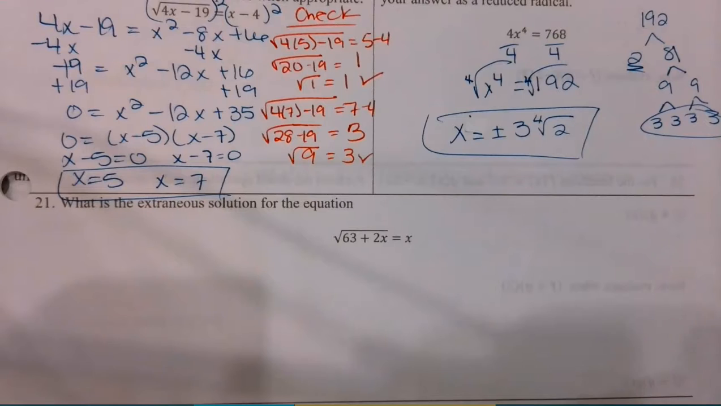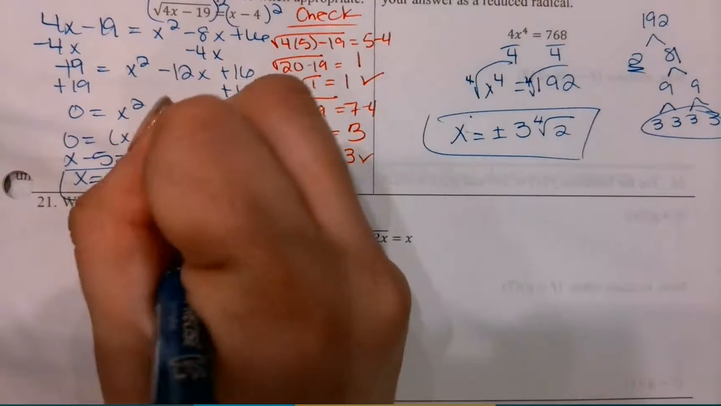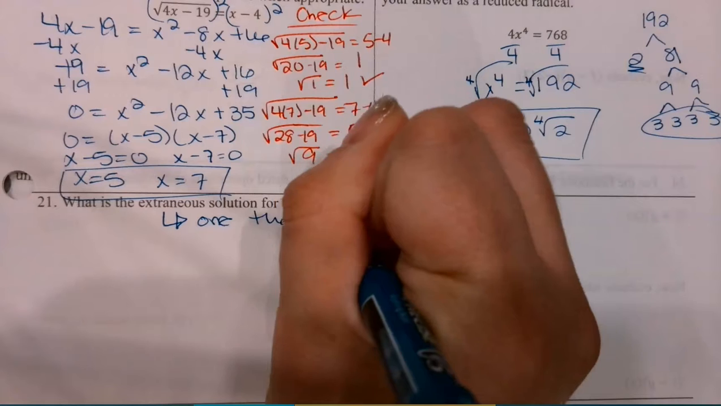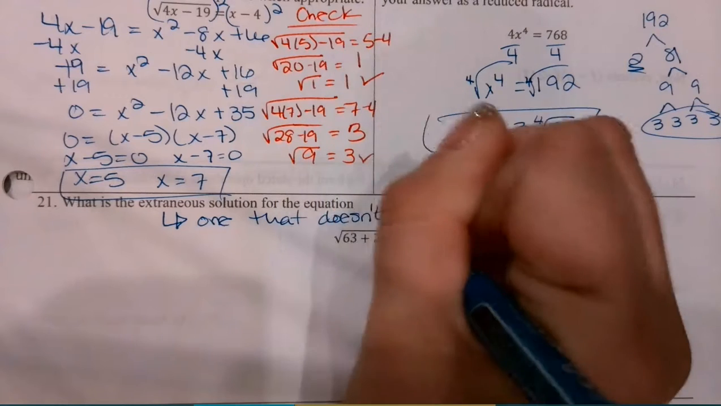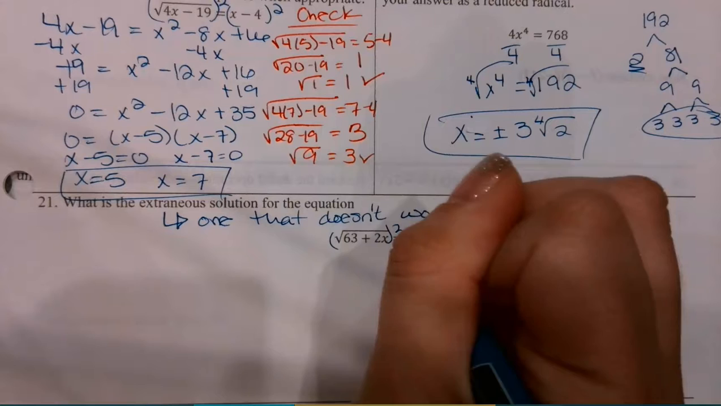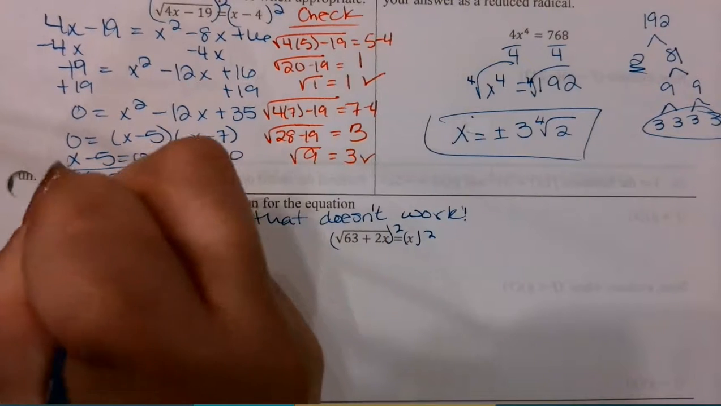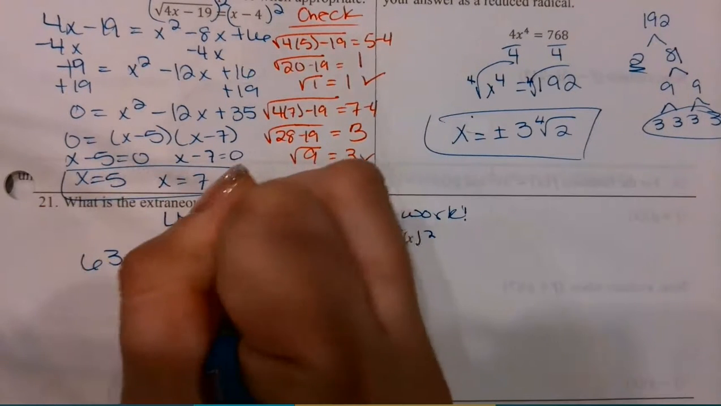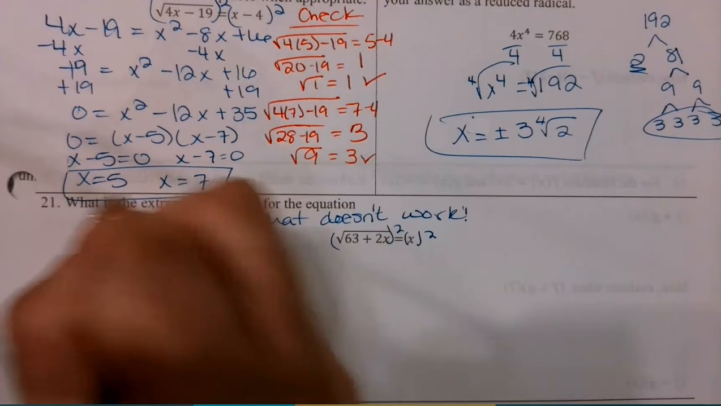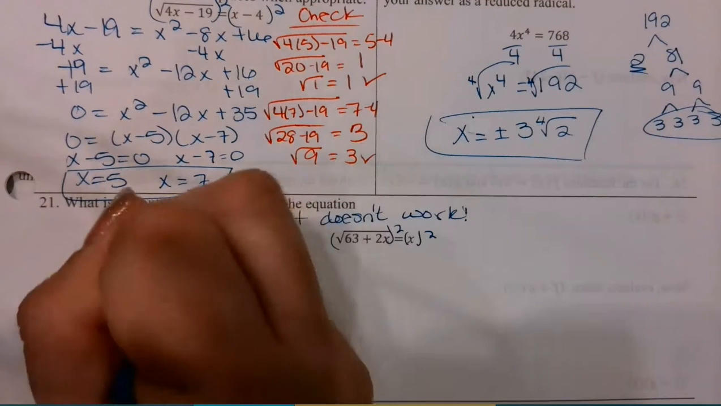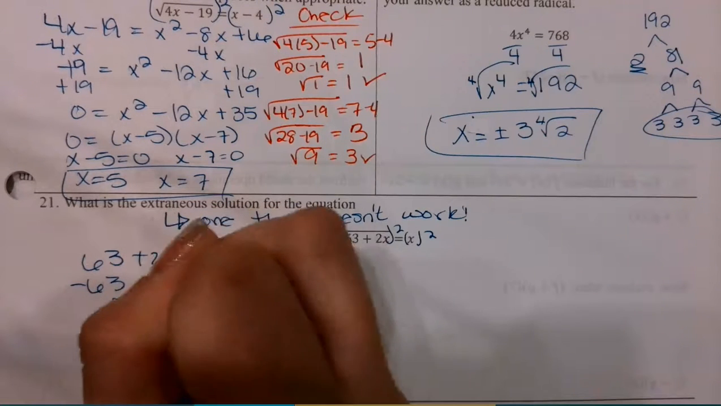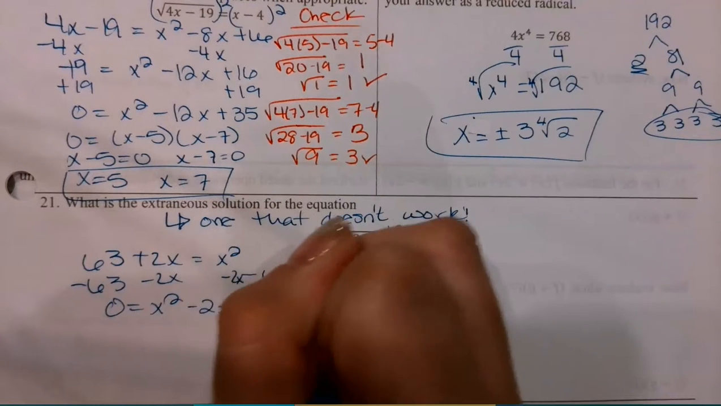Okay. Number 21 wants me to find the extraneous solution, so the one that doesn't work. So I solve it. I square both sides. I get 63 plus 2x equals x squared. I want to subtract everything over to the other side, which gives me 0 equals x squared minus 2x minus 63.